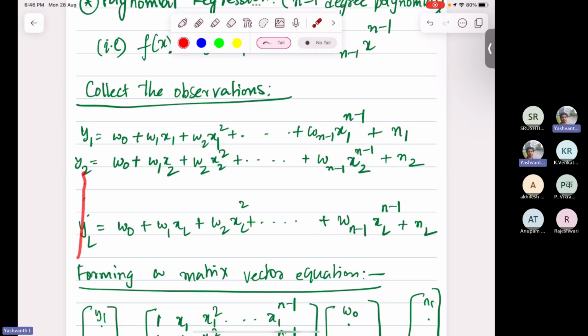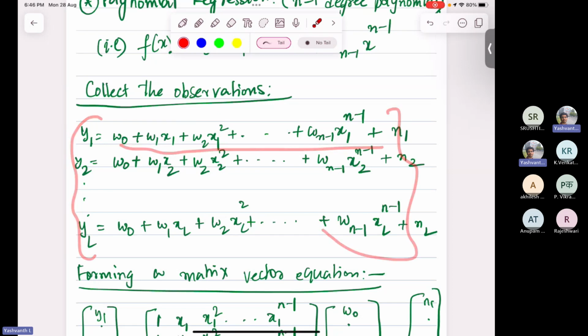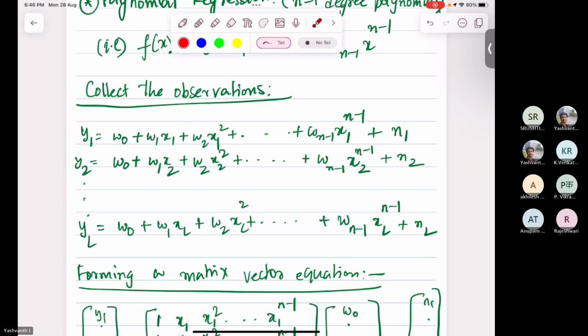And you collect L such observations, so you get L equations. And how many unknowns are there in this system of linear equations? The unknowns are w naught through w n minus 1. All these w's are unknown to me. So how many such w's are there in total? N. Correct. So it's basically a system of L equations in N unknowns.